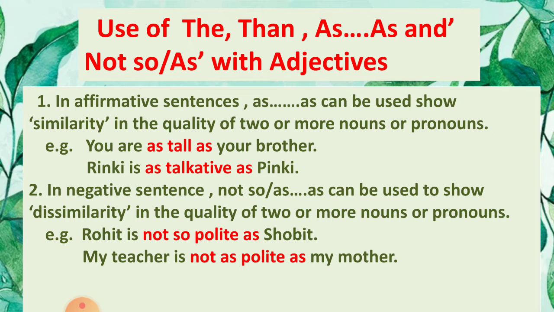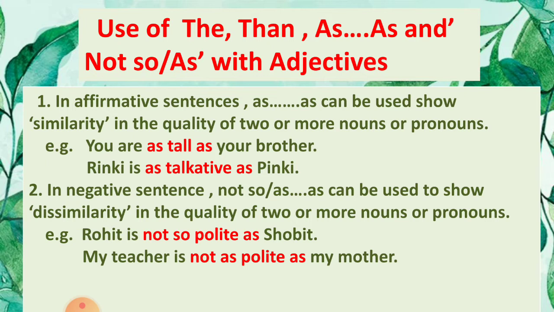In affirmative sentences, as can be used to show similarity in quality of two or more nouns or pronouns, right? You are as tall as your brother. That means you and your brother are compared and it shows the similarity, right? Both, the second person, you, and the brother, are the same tall, or you can say they have the same height.